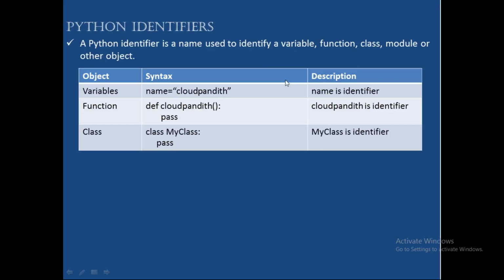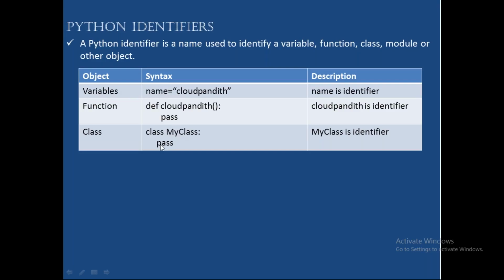Now you see how to define these variables and functions. If it is a variable, name equal to Cloud Pandit. Here name is an identifier. Next, functions: how to define a function. def Cloud Pandit pass. Here Cloud Pandit is an identifier. Can you tell me what the function name is? We understood name is a variable. The function name is Cloud Pandit, because you used this name in a function, that's why it became a function name. Here name is a variable name, because you are using it as a variable.